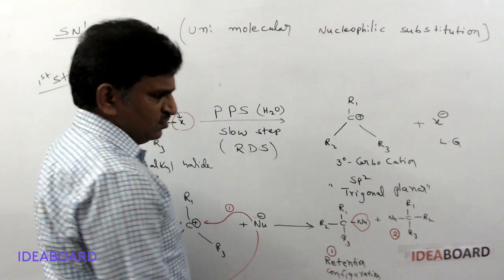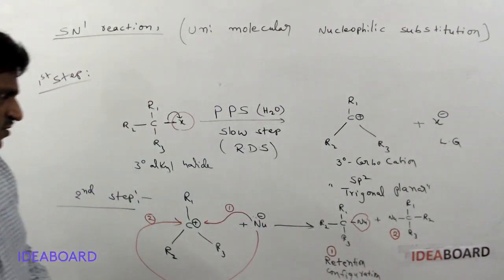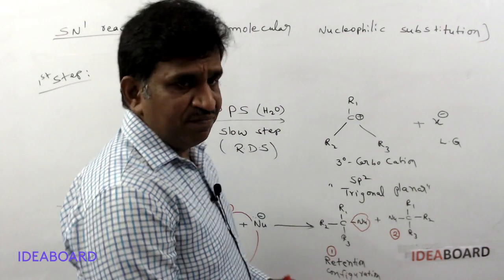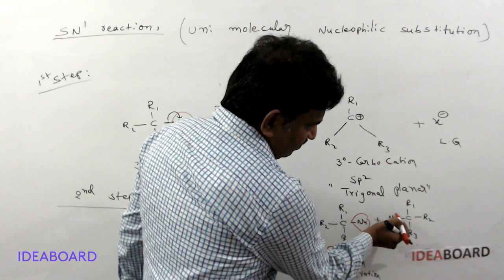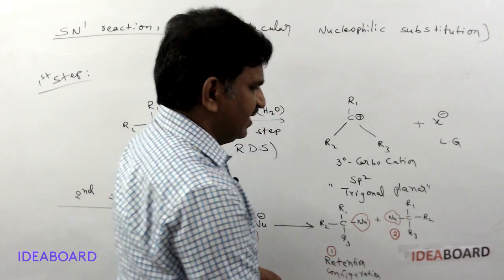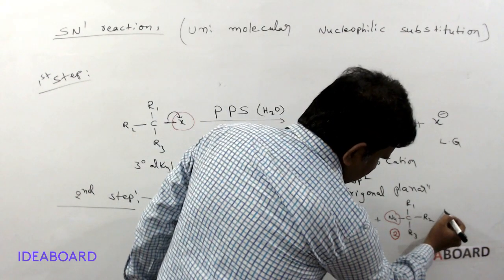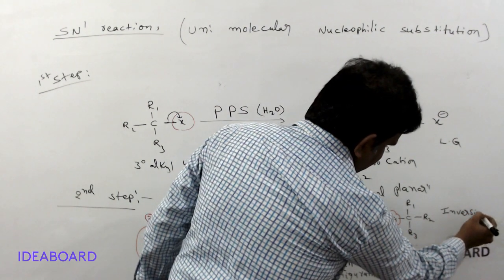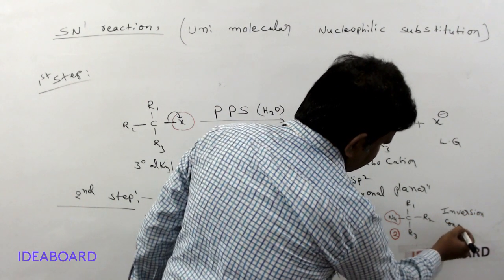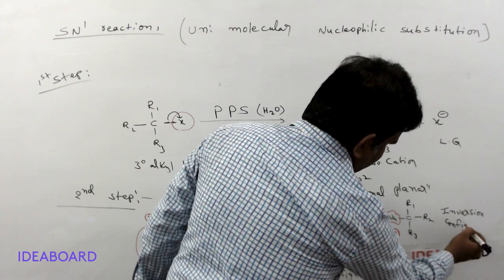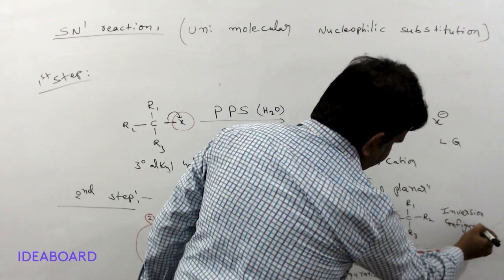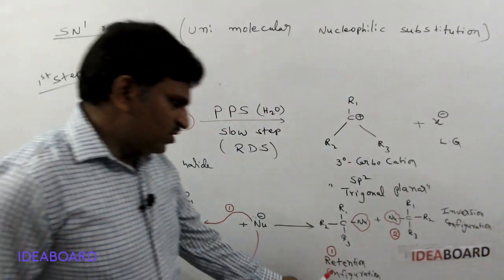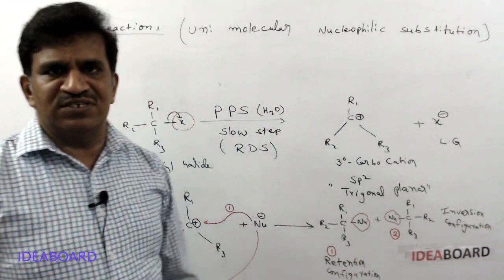But in the second product, the alkyl halide's halogen is on the front side, but the nucleophile is on the back side. When the nucleophile is on the back side, that is called inversion. This product is the inversion configuration. So we are getting two products, not a single product. Please remember, two products: one is a retention product, another is an inversion product.